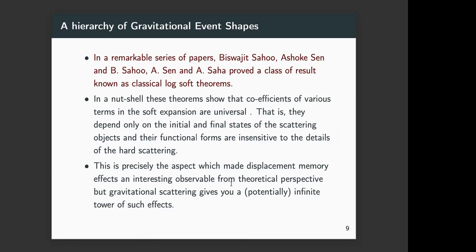So whether you work with the Einstein-Hilbert action or some higher derivative terms, the form of these observables, these different coefficients, does not change. And actually, this universality is precisely the aspect which made displacement memory such an interesting observable from a theoretical perspective. And it's quite striking that gravitational scattering, as we will see, potentially gives us an entire hierarchy of such universal coefficients in the soft expansion.